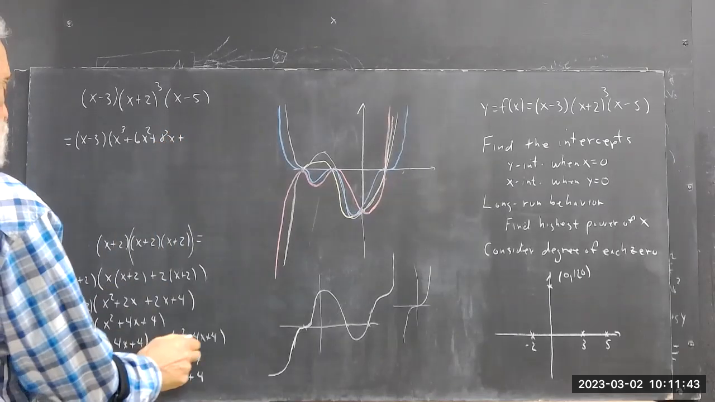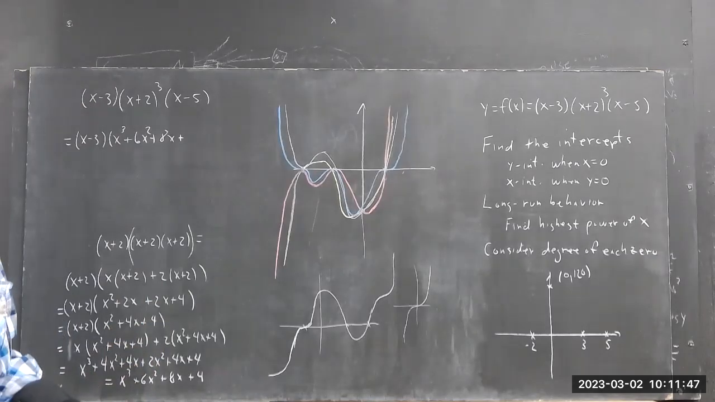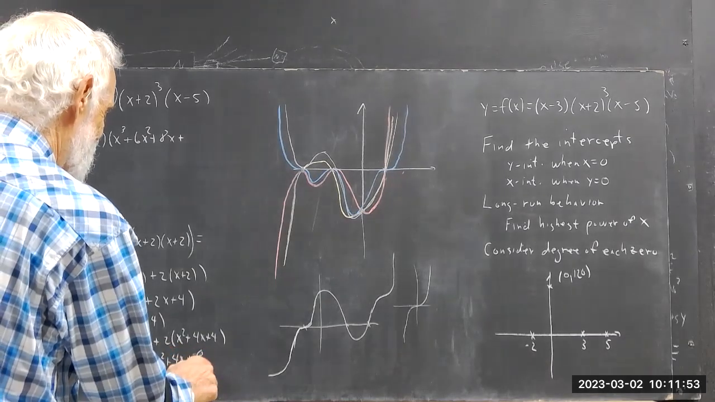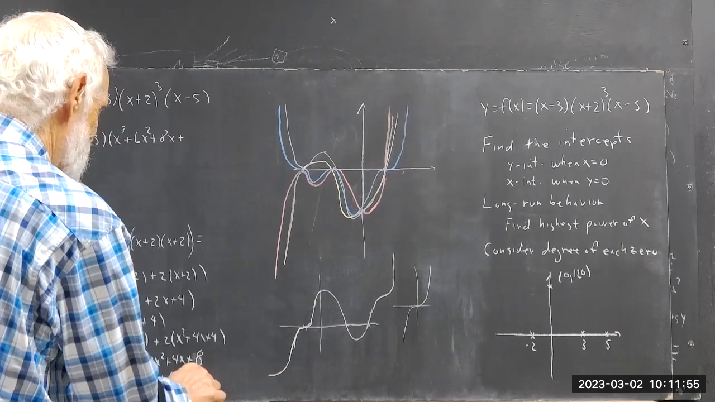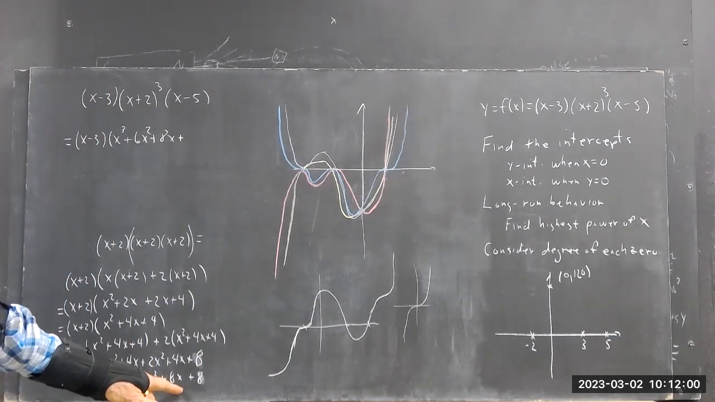Now it's not 4, 2 times 4. Somebody tell me what 2 times 4 is. It's not 4. Yeah. Okay. Started thinking ahead again. Okay, it's 8.